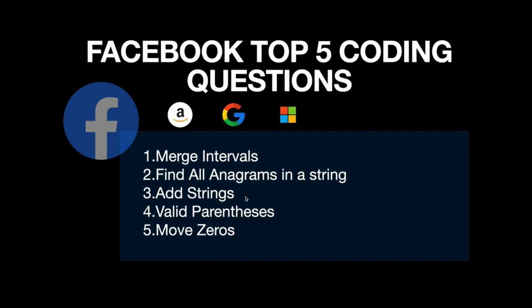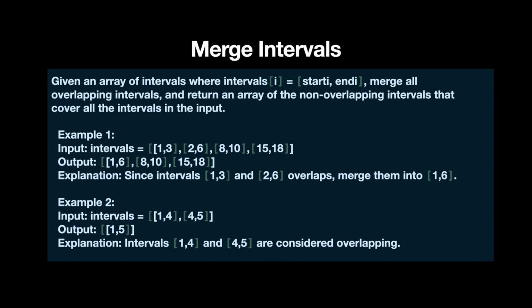If you're going for a Facebook interview, these would be really important for you, or if you're going for any FANG interview, I would recommend that these 5 questions are really important and we should definitely know about them. So let's dive right into it. We'll be taking 5 questions: first merge intervals, then find all anagrams in a string, add strings, valid parentheses, and move zeros. So these are the 5 questions we'll be taking in this video.